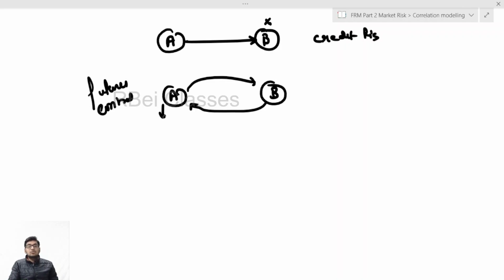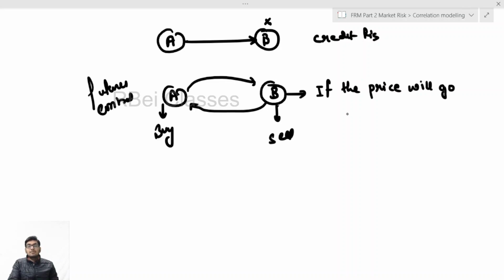Clear? Suppose he is on the buy side and he is on the sell side. If the price will go up, who can default? If the price will go up, Mr. B can default. And vice versa, if the price will go down, Mr. A can default. We call this a counterparty risk, where your counterparty can default. Clear? This is a credit risk.